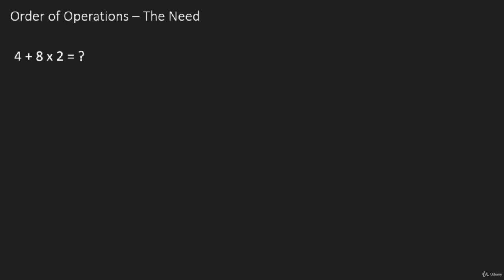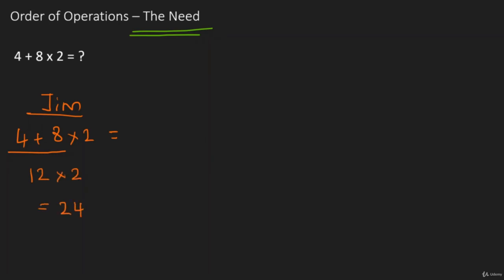In this video, let's learn about the importance of defining the order of operations. Let's see the need of defining the order of operations using an example. Here we have 4 plus 8 into 2. Say two people are there, Jim and Tom. Jim thinks, let me first do 4 plus 8 and multiply that with 2. So he gets 12 into 2, which is 24 as the answer.